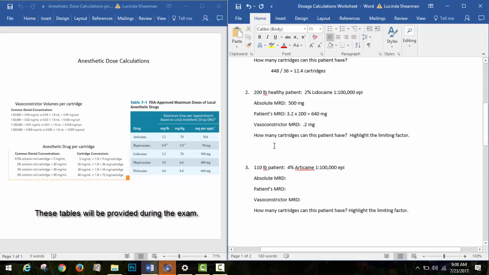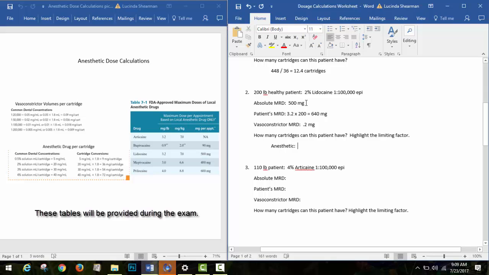So there's nothing to calculate here. The calculation comes in with how many cartridges this patient can have. You're going to do two calculations. You're going to calculate how many cartridges this patient can have based on anesthetic, and you're going to calculate how many cartridges this patient can have based on vasoconstrictor. So let's do those two. Let's start with anesthetic first.